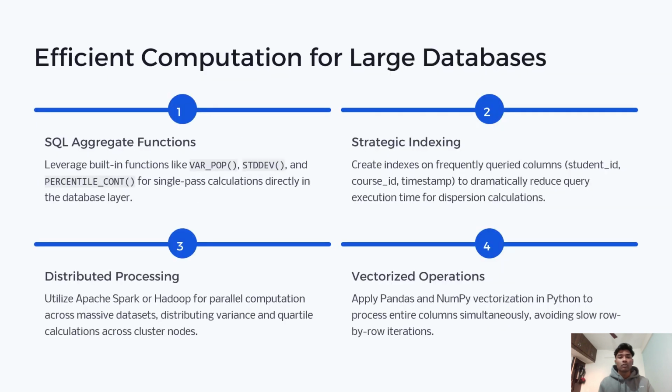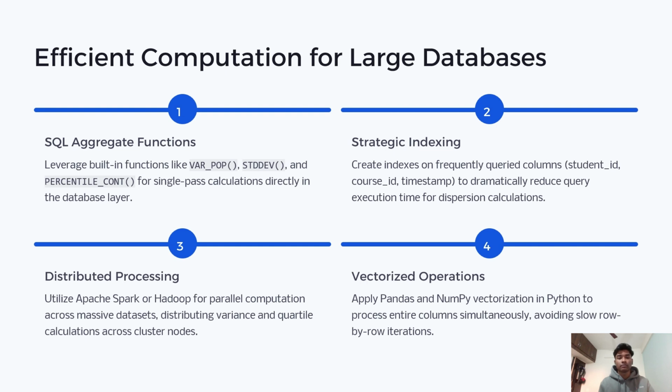Now, let's talk about how we can compute these measures efficiently, especially when dealing with millions of records. Number one, SQL aggregate functions. Functions like VAR_POP and STDDEV let us compute variance and standard deviation quickly within the database. Number two, strategic indexing. Creating indexes on key columns like student ID or course ID can drastically reduce computation time.